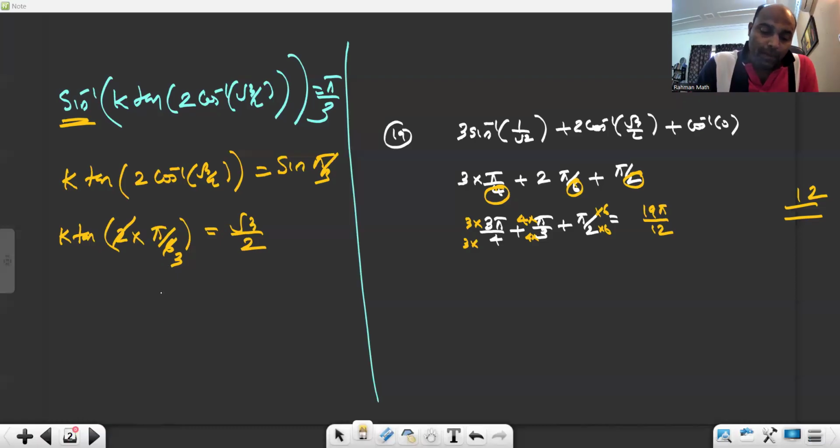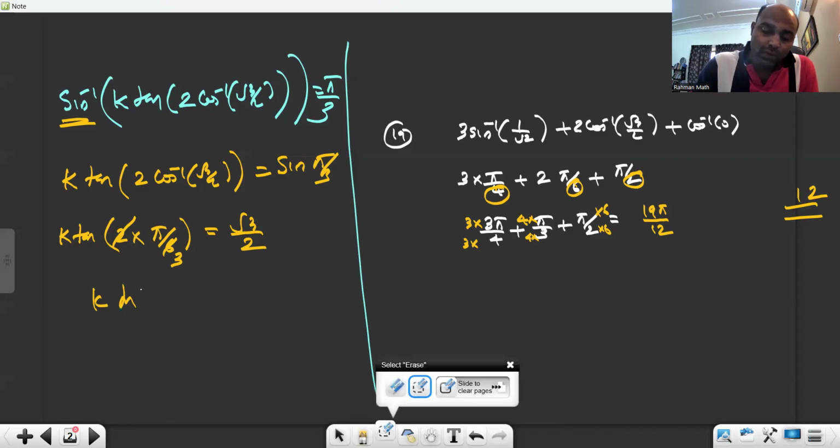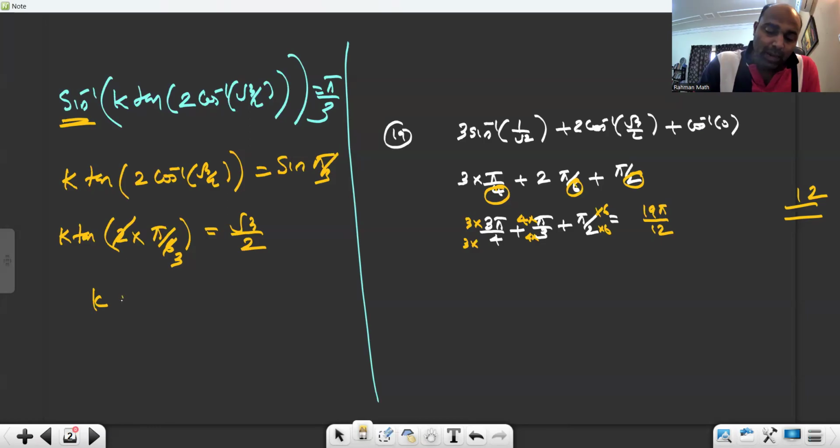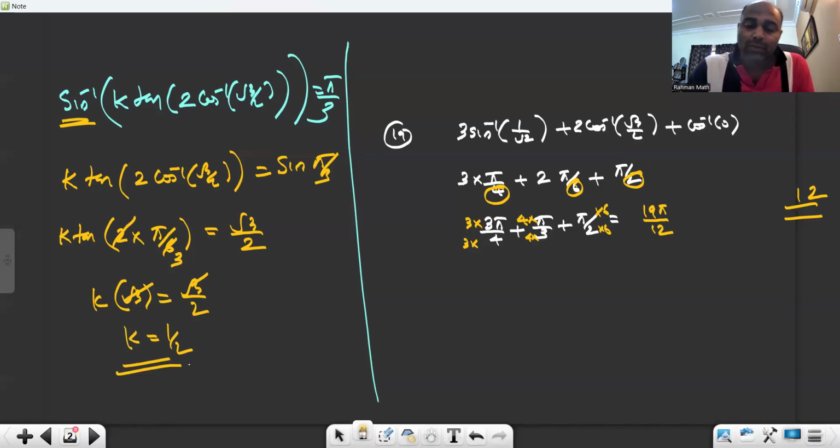K tan pi by 3. Tan pi by 3 is what? Root 3. Equal to root 3 by 2, so root 3 cancelled. K equal to how much? 1 by 2. K equal to 1 by 2. Please check it. Everyone who responded gave the correct answer. I hope you understood that also. Next question number 21.